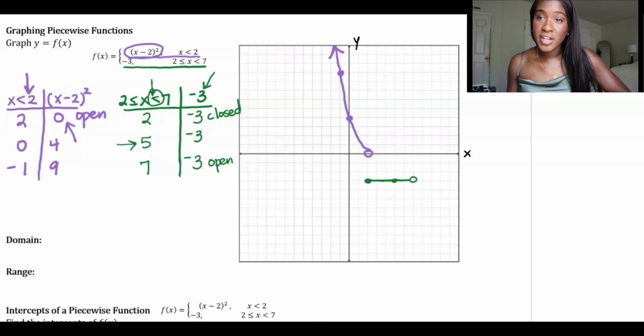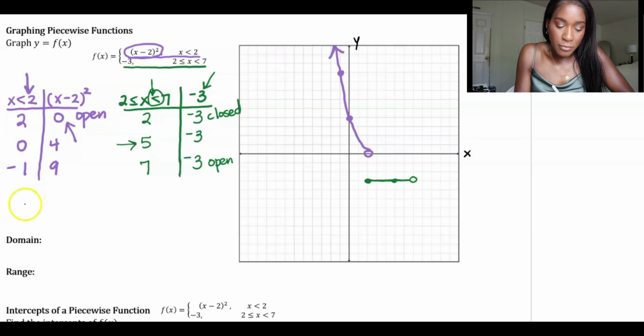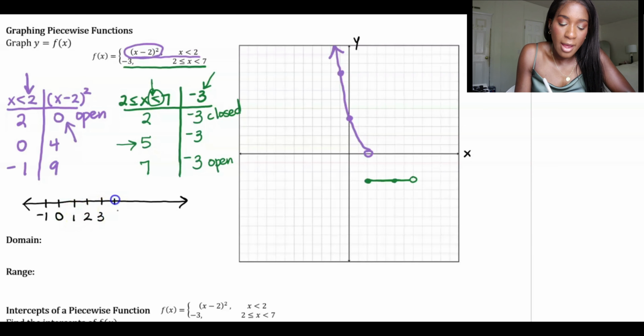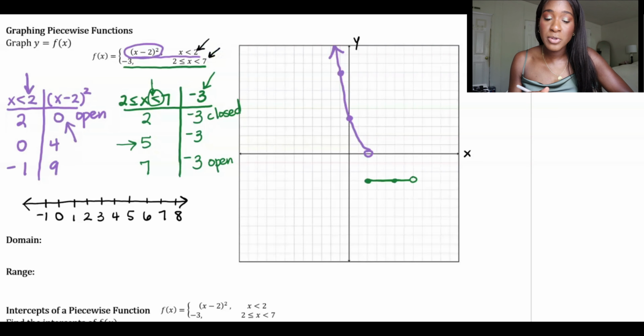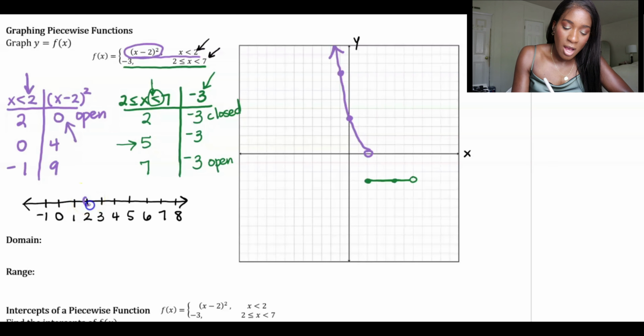Now that we have the graph done, let's take a look at the domain and the range. Starting with the domain, I'm going to make a number line, and I'm going to make sure that on my number line I'm hitting the numbers that show up in the restrictions. So I definitely want to make sure that I have 2 and 7 in my number line, because both of those show up in the restrictions. Let's start with the purple piece. The purple piece says x is less than 2. So 2 is not included in the purple piece, so I'll put an open circle on it and I'll shade over to the left, showing that x is less than 2.